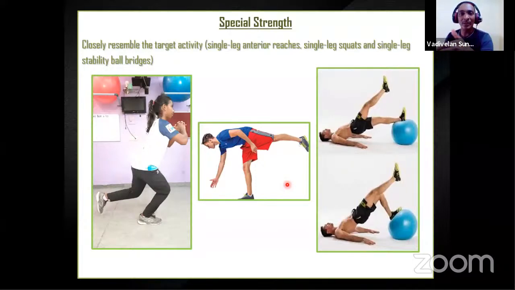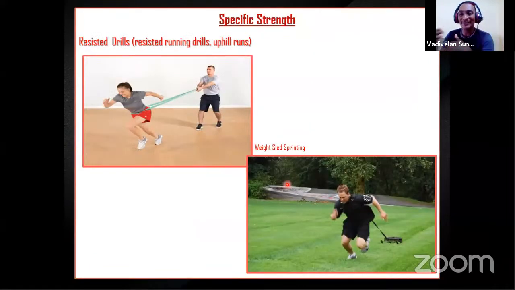Then next, moving to the specific strength. Here, I saw resisted drills. For a sprinter, what would the resistance be? You can use the TheraBand and you can use sled sprinting. So these can all be resisted. So how is resistance training going to help the athletes?